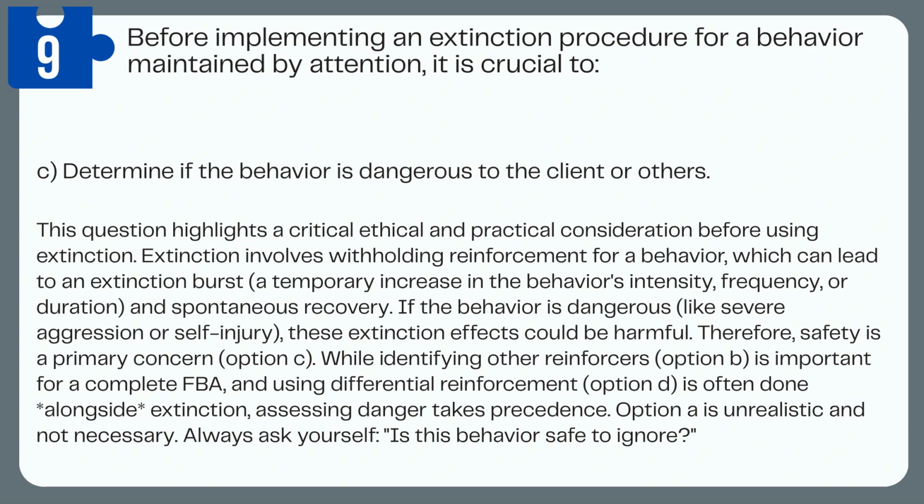Option C. While identifying other reinforcers, Option B, is important for a complete FBA, and using differential reinforcement, Option D, is often done alongside extinction. Assessing danger takes precedence. Option A is unrealistic and not necessary. Always ask yourself, is this behavior safe to ignore?